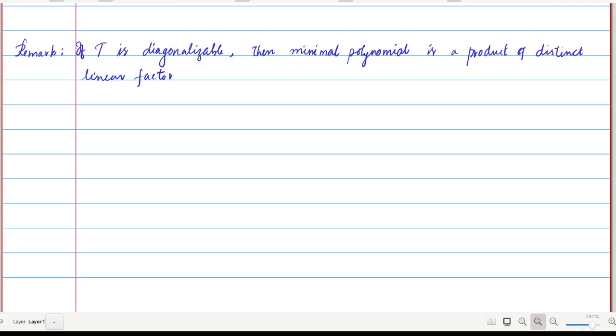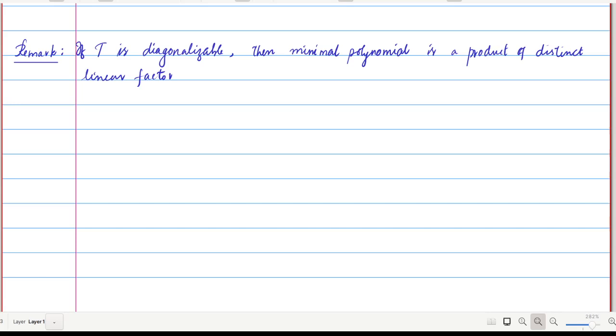Hi all. In the last class we discussed the relation between the roots of the characteristic polynomial and the minimal polynomial. Today we have a remark on the minimal polynomial. If T is diagonalizable, then the minimal polynomial is a product of distinct linear factors. So this is an important remark on diagonalizable linear transformations.